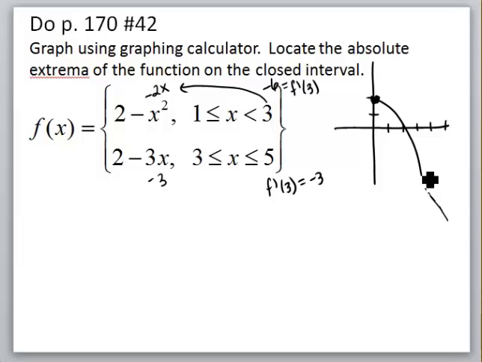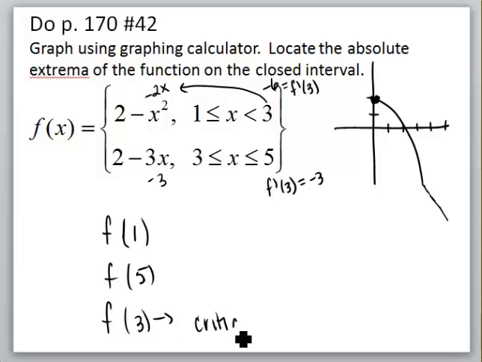So the absolute extremes I can see from the picture would have to be at 1 and at 5. But I will mention 3. 3 is just a critical number. It doesn't happen to be a max or a min because of the way the graph goes about. It's a critical number because there's a cusp there.